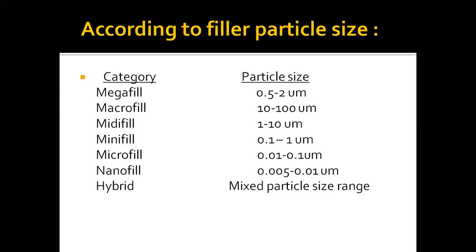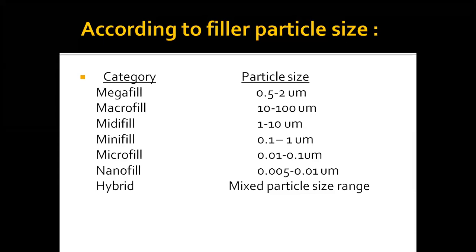Megafill is 0.5 to 2 micrometers. Macrofill is 10 to 100 micrometers. Midfill is 1 to 10 micrometers. Minifill is 0.1 to 1 micrometer. Microfill is 0.01 to 0.1 microns, and nanofill is 0.005 to 0.01 microns.